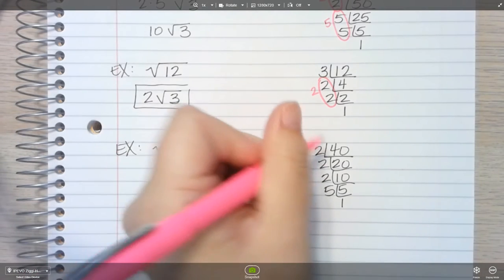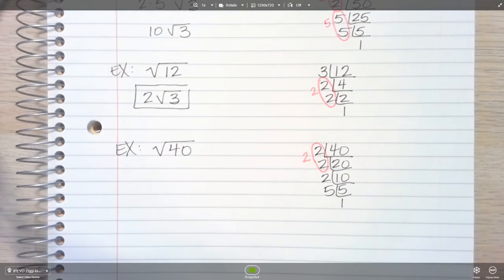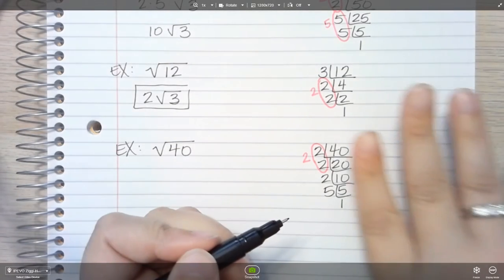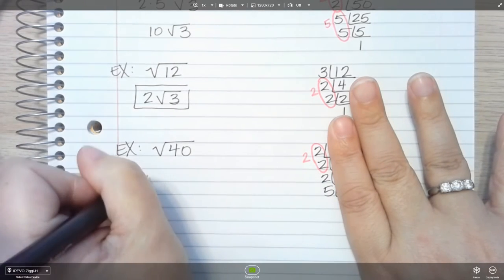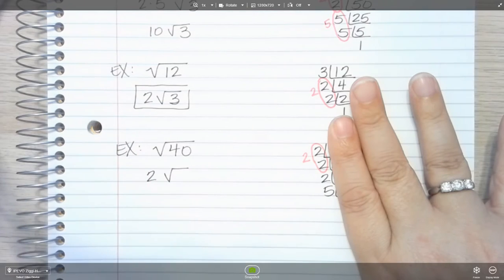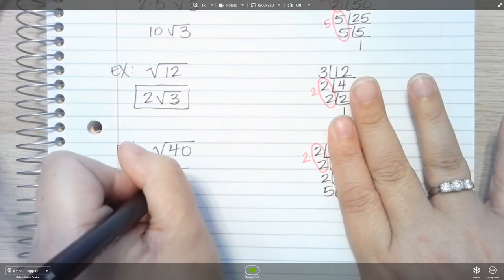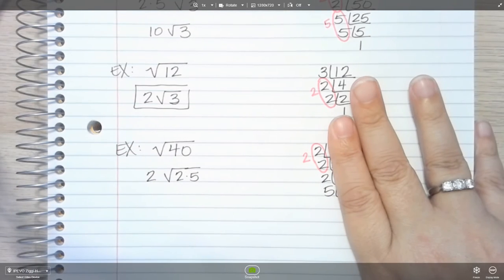All right, so I have a pair of 2s. I'm going to notate it. And then that's it. I don't have any remaining pairs. So I'm going to write this 2 on the outside of the square root, and then the numbers I did not circle, I'm going to write inside the radical as a multiplication problem.